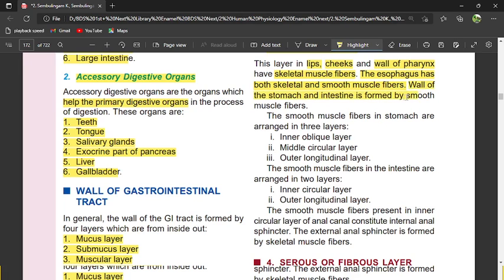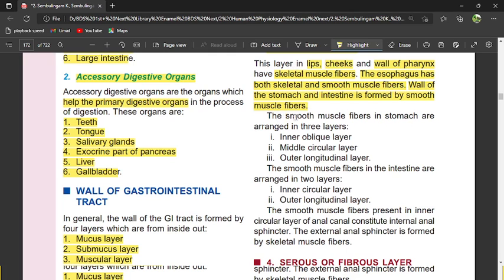Next, the wall of the stomach and intestine is formed by smooth muscle fibers. See, they are visceral, they are involuntary. Your stomach should not be under your control. If it were skeletal muscle, then unless you wanted food to get digested, it would not get digested. If you told your stomach not to digest your food, you would not eat food at all. But you have smooth muscle fibers, so they are not under your control.